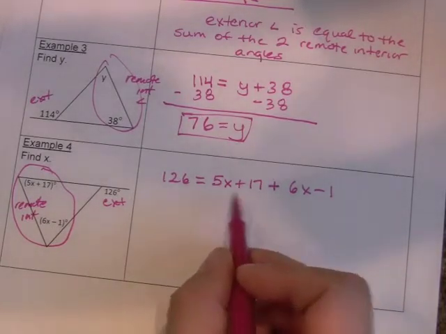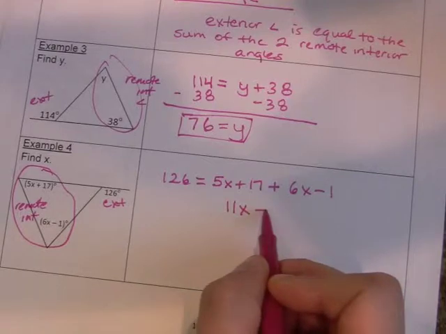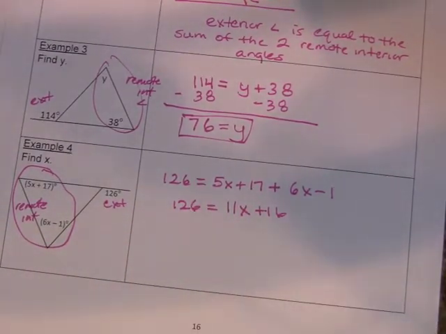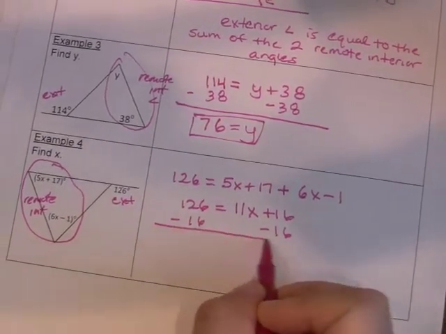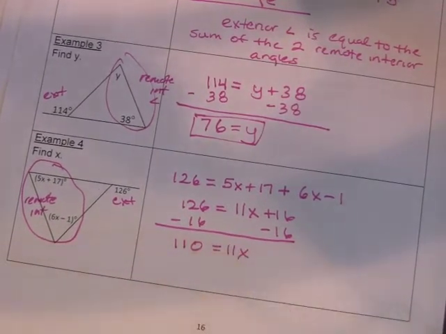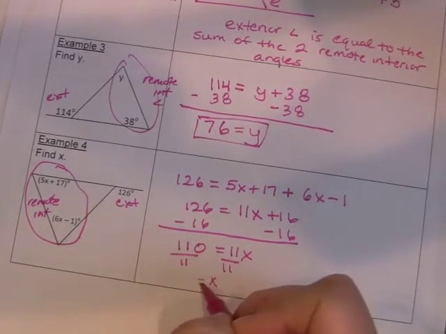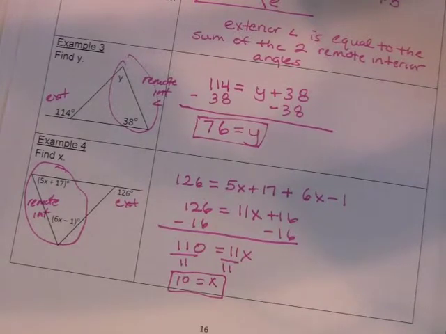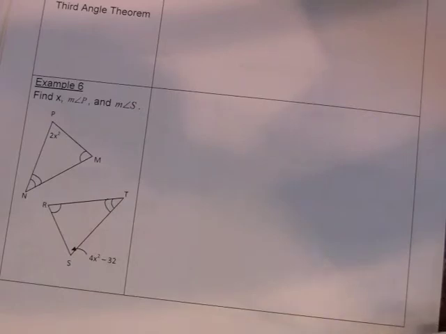So when I combine 5x and 6x, I get 11x. 17 and negative 1 is positive 16. That will equal 126. I'll then subtract 16 on both sides, which gives me 110 equals 11x. And lastly, divide by 11, which will give me 10. So x equals 10. And let's move on to example 5.